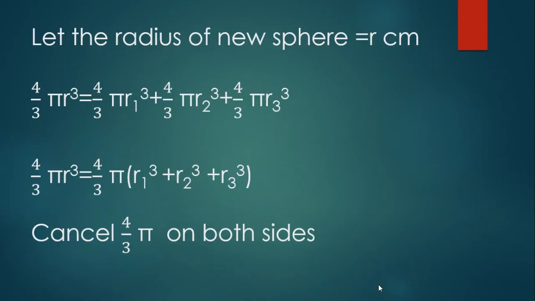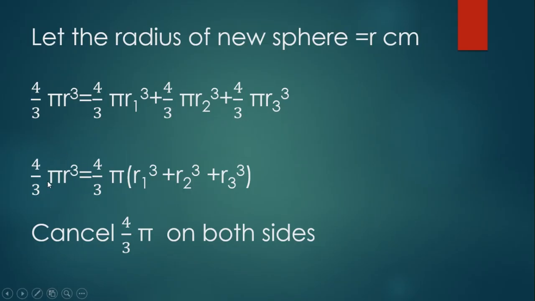Now let us consider the radius of the new sphere is r centimeters. As we know, the volume of the resultant sphere will be equal to the sum of the volumes of the three spheres which are melted to form that sphere. So what are we writing here? 4/3 pi r cube is equal to 4/3 pi r1 cube plus 4/3 pi r2 cube plus 4/3 pi r3 cube.